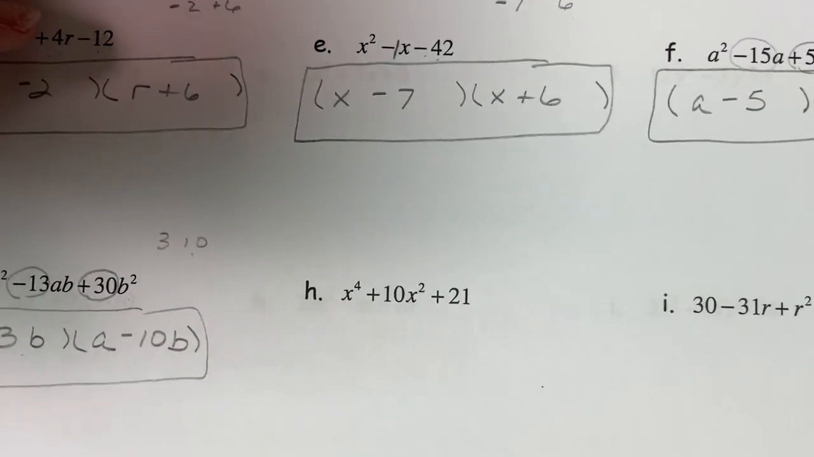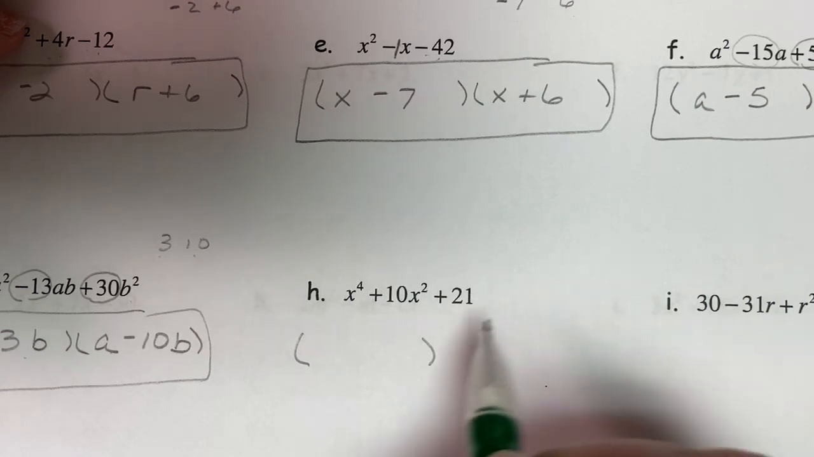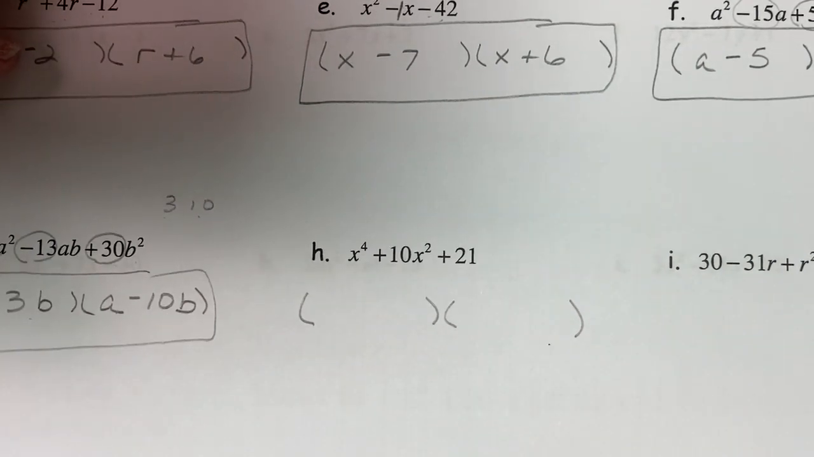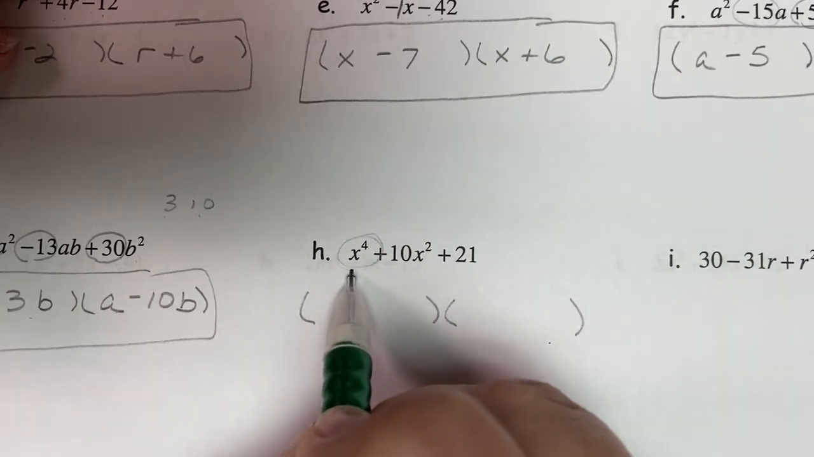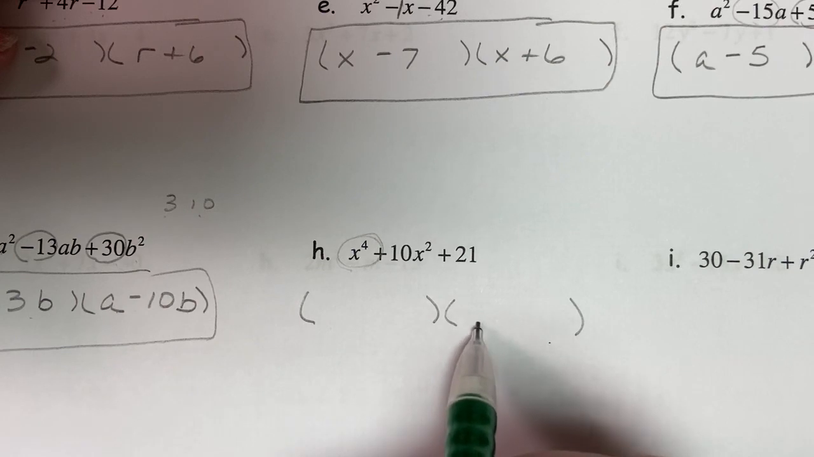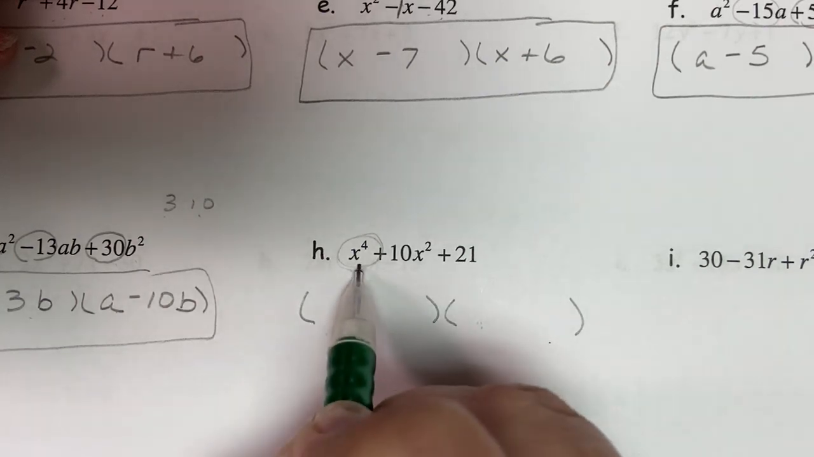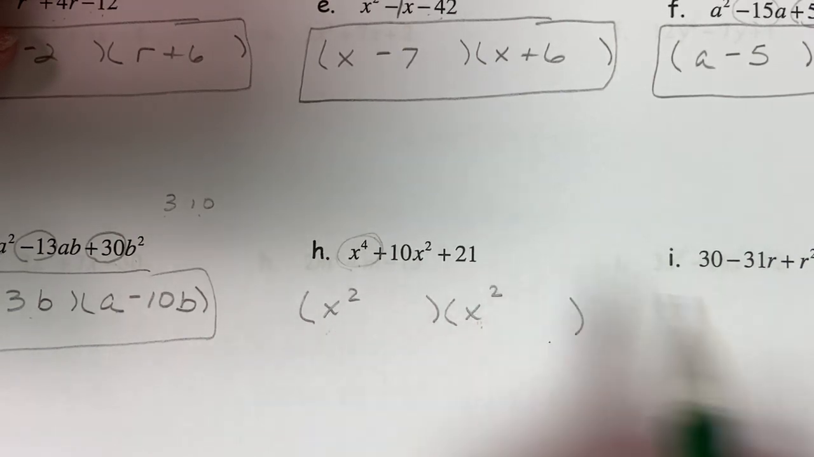All right, let's go to H. Again, none of these have a greatest common factor in the beginning. We'll have a couple towards the end that will, but none of these do. So this one has a little interesting thing. This is an x to the 4th. How am I going to split that up into these two positions so that when I multiply them, I'm going to get x to the 4th? Well, it's simple. It's going to be x squared and x squared. Not a big deal.